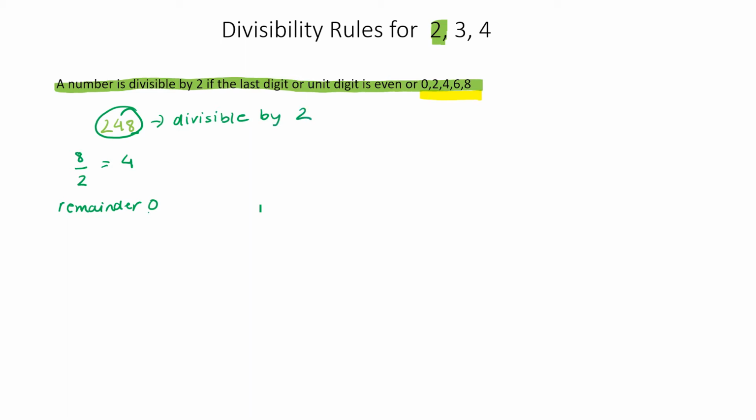Let's take another example. Let's say I take 123. Now in this case, my last digit, or the unit digit, is 3. If I do 3 divided by 2, this gives us a remainder. So our quotient would be 1, but our remainder would be a half. And if we have a remainder, that means that this number right here is not divisible by 2.